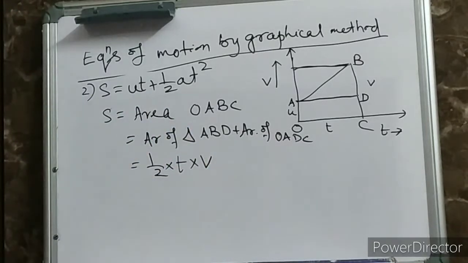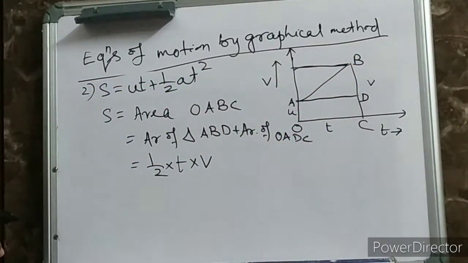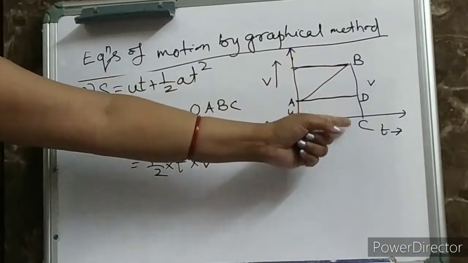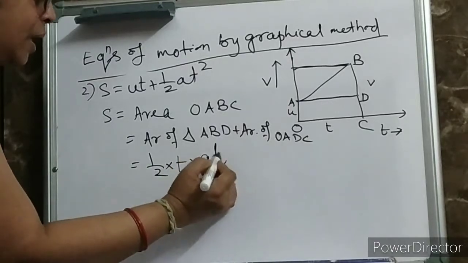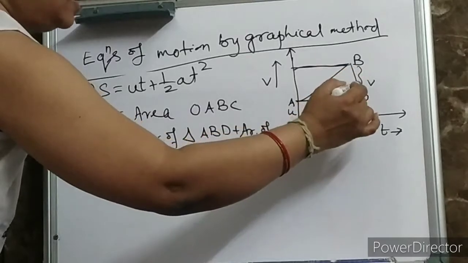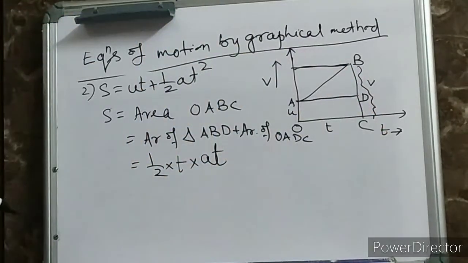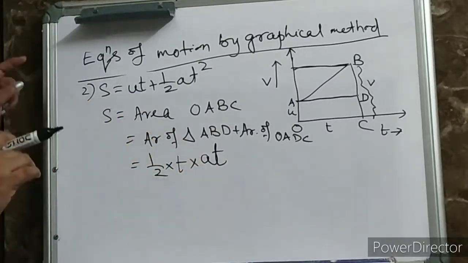Is it clear, children? BD is nothing but 80. Just now we have seen BC is your V. So we can write over here 80. Please concentrate, children. This is your V, BC. BD is nothing but 80. Again I have to tell.